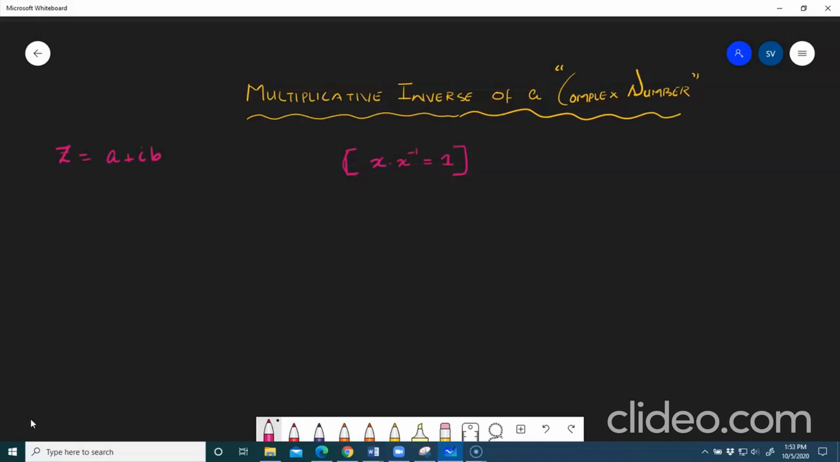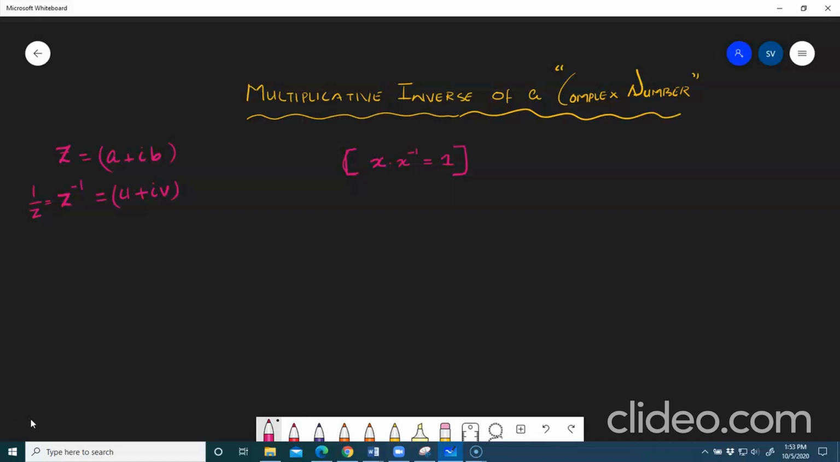So we have a complex number z equal to a plus ib, and I'm assuming another complex number z inverse. Okay, this is an inverse, not an exponent. This is the notation to represent the inverse. That is actually 1 by z. So z inverse is another complex number, u plus iv. So a plus ib is z, and z inverse is u plus iv.